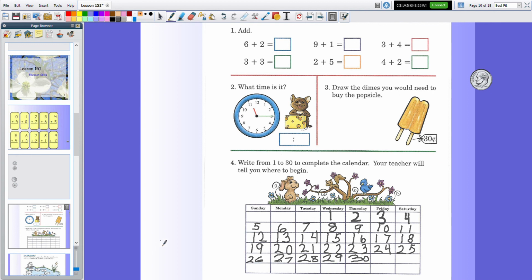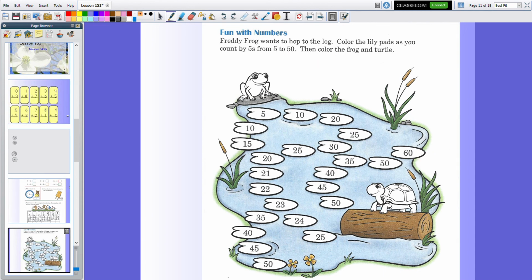So now we're going to go to the other side, and I only have about 2 minutes to explain this to you. And this is a fun one. It says fun with numbers. Freddy Frog wants to hop to the log. Color the lily pads as you count by 5s from 5 to 50. Then color the frog and turtle. Okay, so I'm going to get my color, and I think I'm going to color them green.